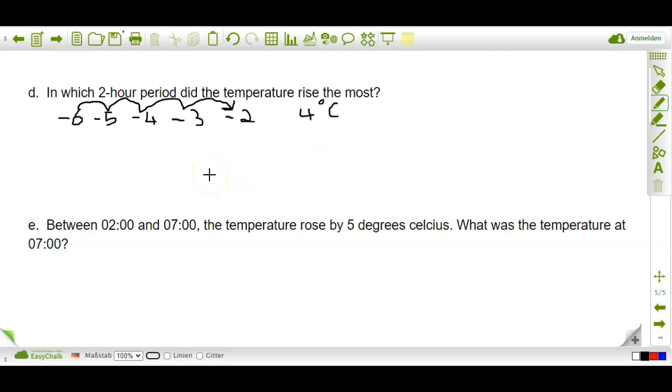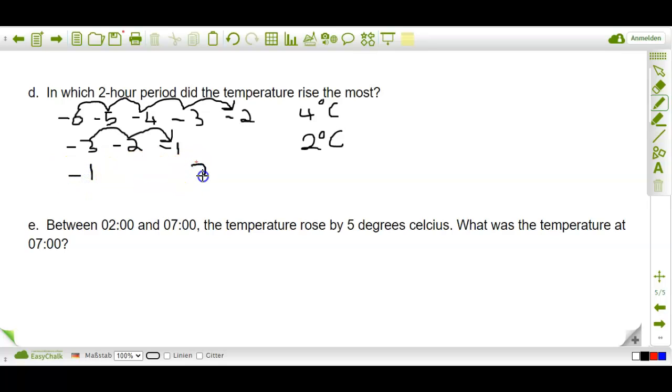Let's look at the others. We also had a rise between -3 and -1. So -3, -2, -1. These are all the numbers from -3 to -1. We would move 2 places. So the rise in temperature would be 2 degrees Celsius. Then we also had a rise between -1 and +2.